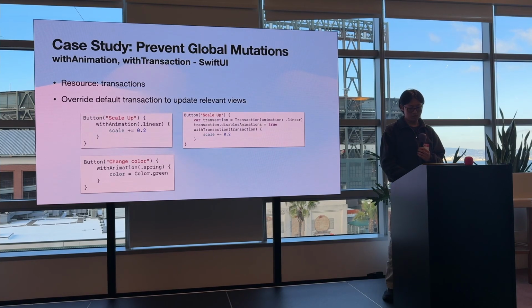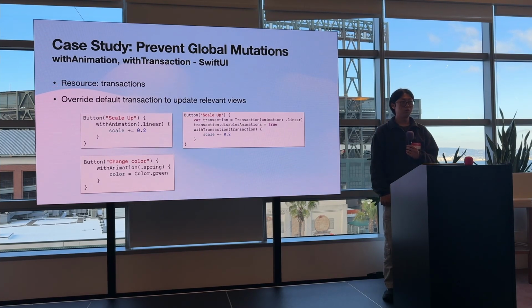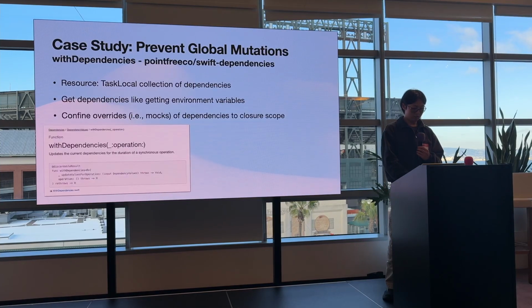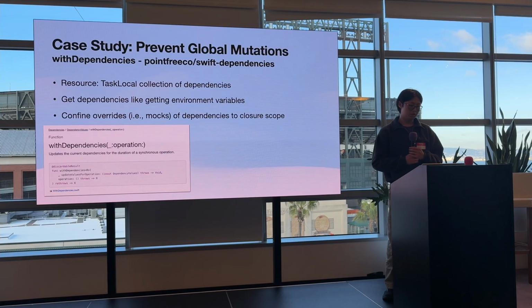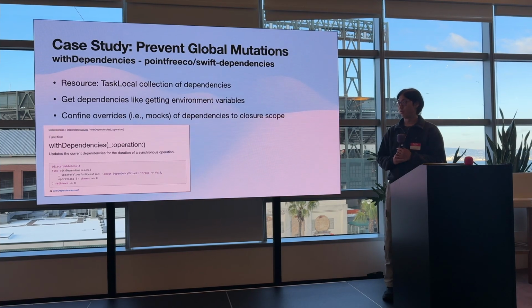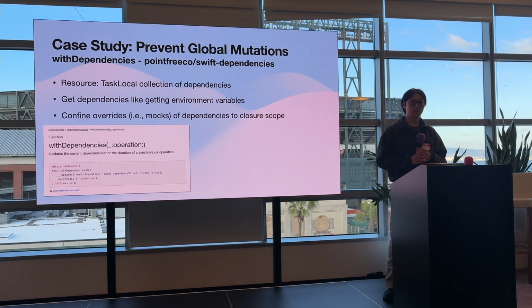And it behaves kind of like a task local value, which I'll get into in a bit. Next up, this is a pretty nice example from the Point-Free Swift Dependencies library. It's a dependency injection library by the two brilliant guys from Point-Free. If you're not familiar with the library, it's their take on dependency injection.